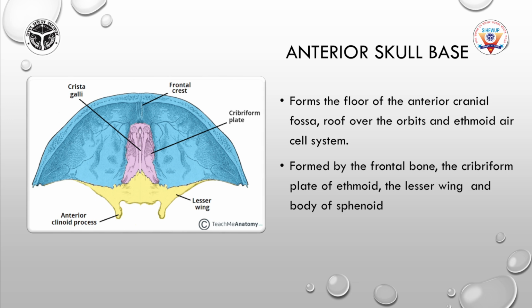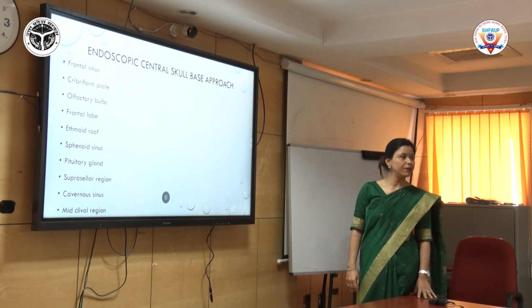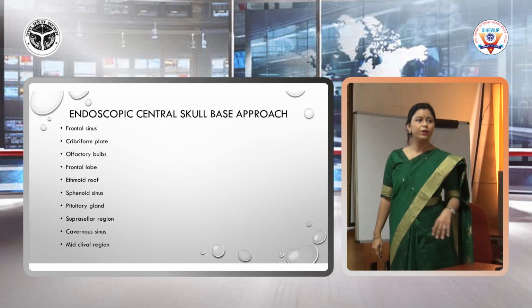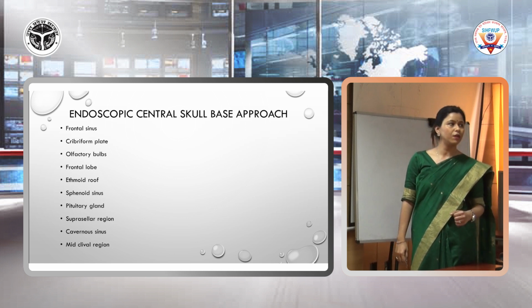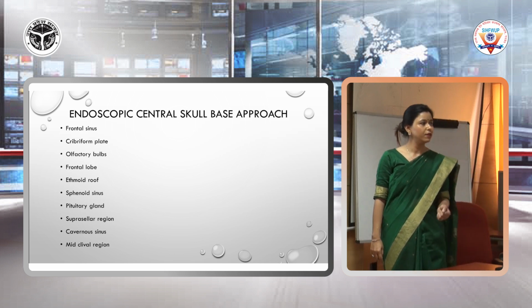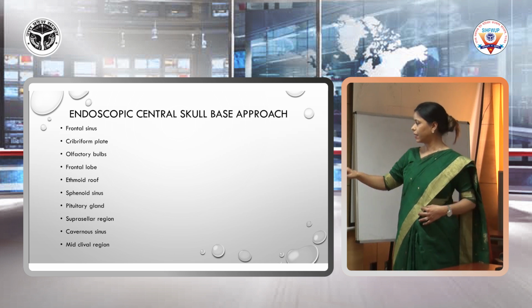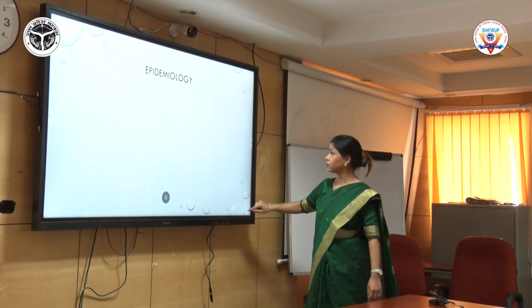We've already discussed this. So the endoscopic central skull base approach is to what all structures? Starting with the frontal sinus, cribriform plate, the olfactory bulbs, frontal lobe, then the ethmoid roof, sphenoid sinus, pituitary gland, suprasellar region, cavernous sinus and the midclival region. So this is the central skull base.